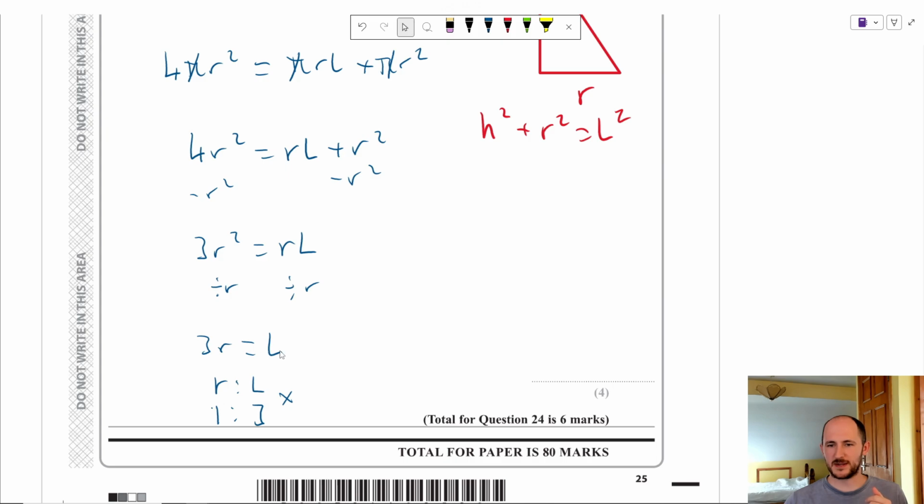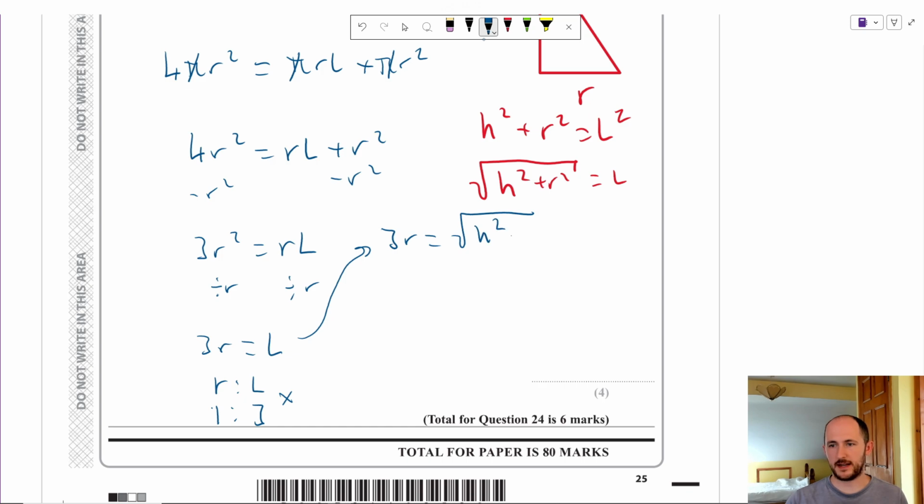So what we're going to do is we're going to sub in this value for L. Actually, we're going to have to square root both sides. Square root of H squared plus R squared equals L. Now I can sub it in. So we have 3R equals... Now I know what you're probably thinking. That looks incredibly difficult to solve. And it is. Well, not solve, but get into the relationship.